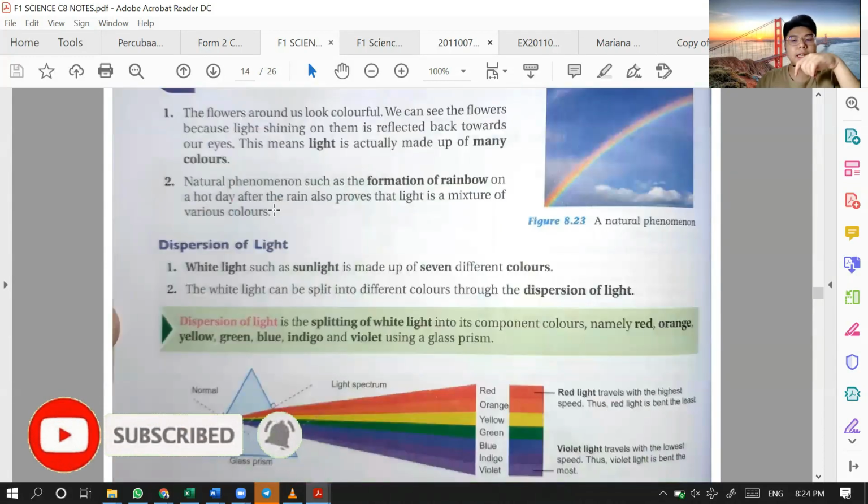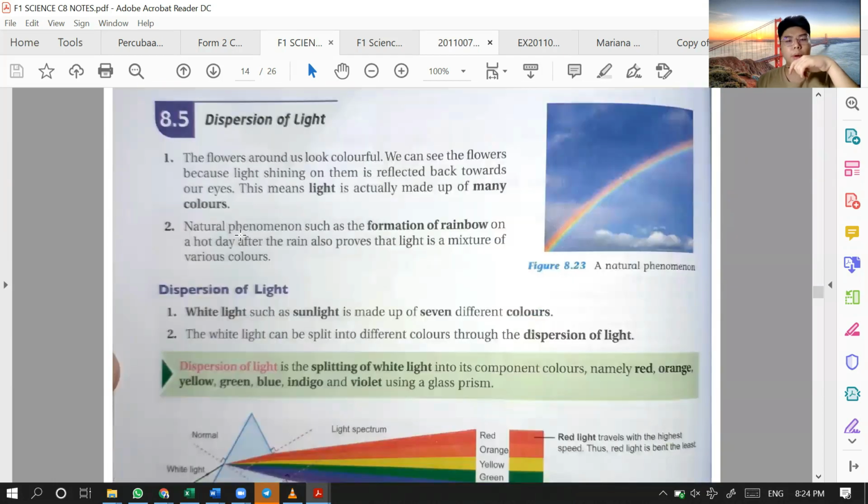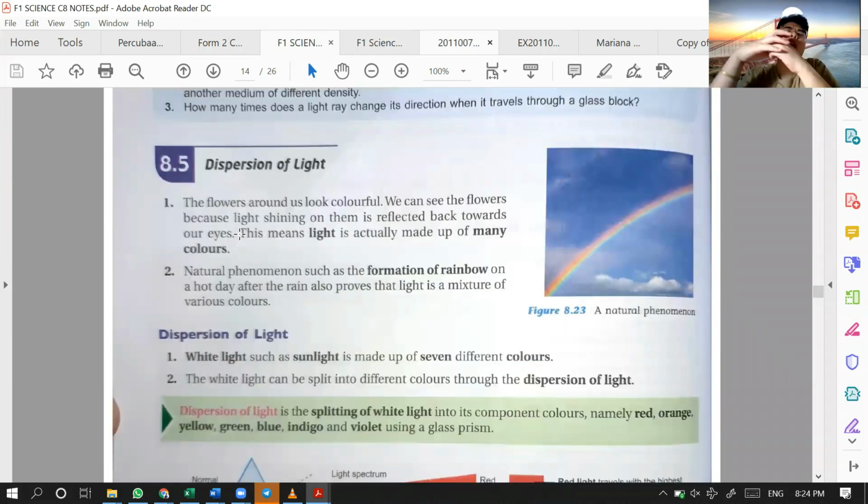Dispersion, you must remember, is basically about the rainbow. So it is good that you try to remember one big example for each subtopic. You understand? Remember one big example. Okay, what does this mean?